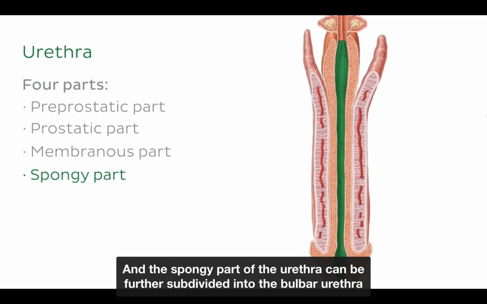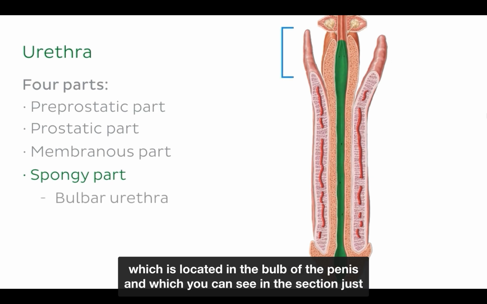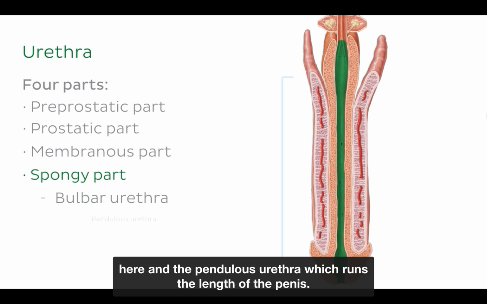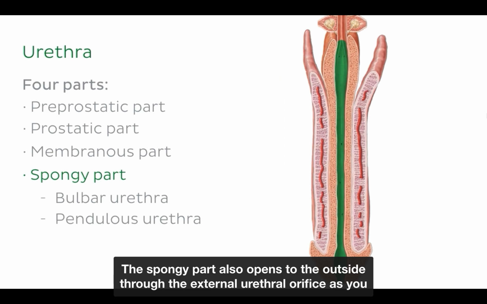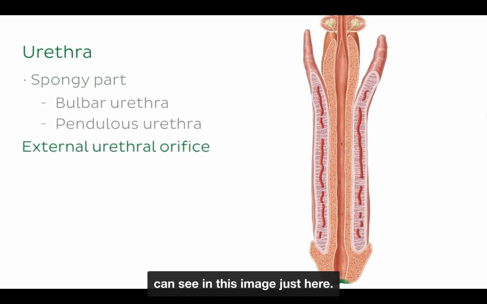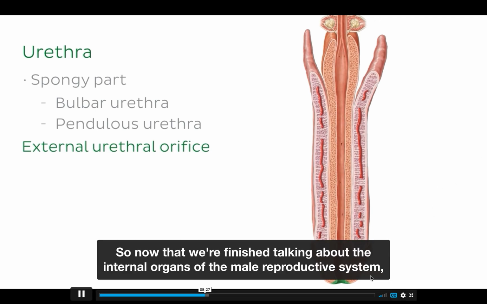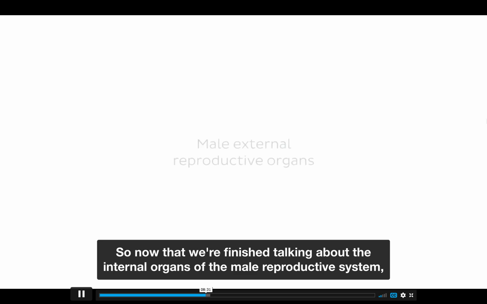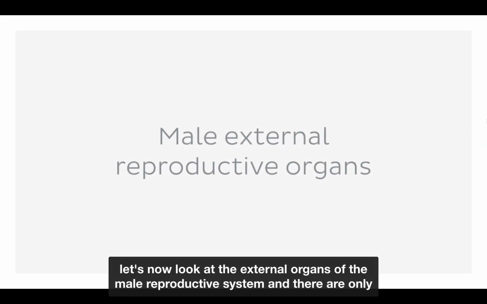And the spongy part of the urethra can be further subdivided into the bulbourethra, which is located in the bulb of the penis, and which you can see in this section just here, and the pendulous urethra, which runs the length of the penis. The spongy part also opens to the outside through the external urethral orifice, as you can see in this image just here. So now that we've finished talking about the internal organs of the male reproductive system, let's now look at the external organs of the male reproductive system.